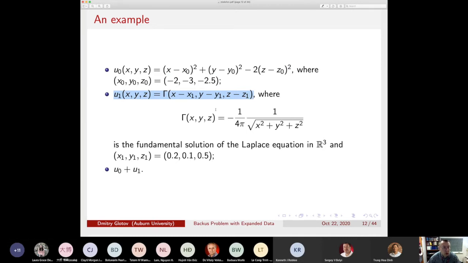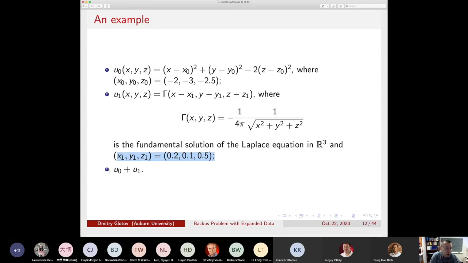I will call U1. So U1 is the fundamental solution of Laplace equation, which I denote by gamma, and so this is a solution which has a singularity at zero. So you see that I have 1 over square root of x squared plus y squared plus z squared in the denominator. So this is a solution that blows up, so it's not defined at zero. Here I shifted to the point x1, y1, z1. And so I have these specific values for the x0 in this line, and x1, y1, z1.